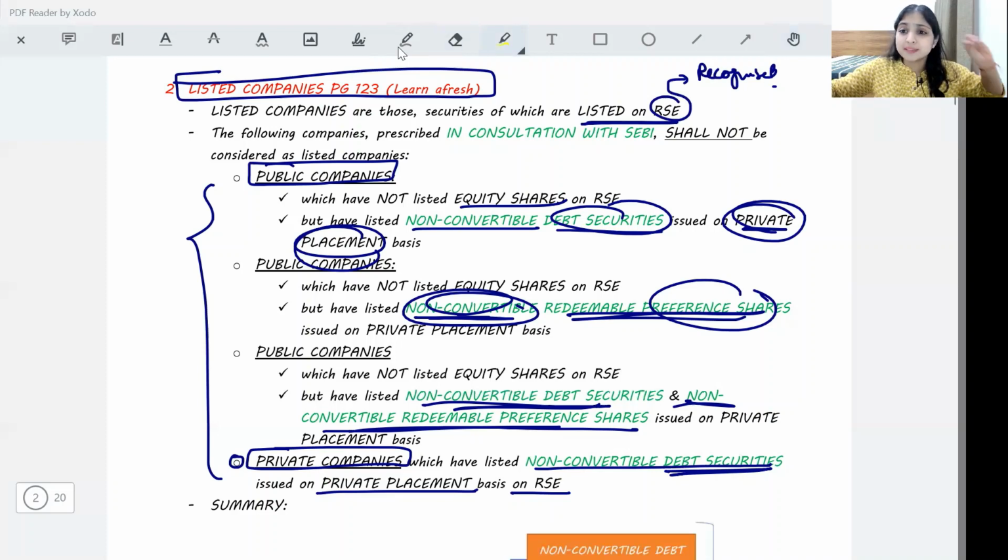Each of these 4 companies has listed something or the other. In category 1, a public company has listed non-convertible debentures. Second category, a public company has listed non-convertible redeemable preference shares. Third category, a public company has listed both non-convertible debentures and non-convertible preference shares. 4th category, a private company has listed non-convertible debentures. Yes, there is some security or the other which is listed. But then these 4 companies will not be considered as listed companies anymore. Are you clear? Yes. So look at the summary now.